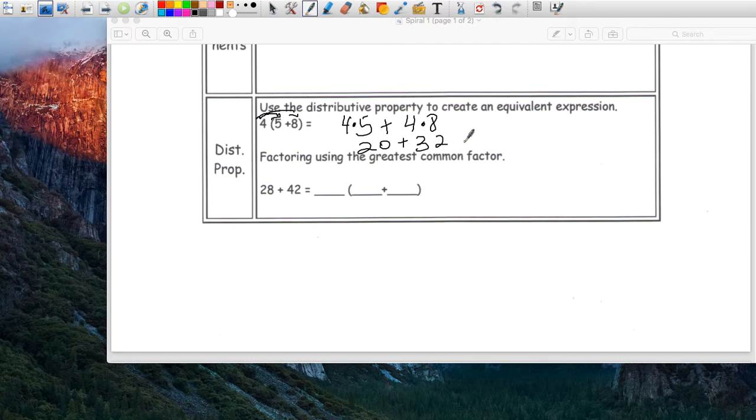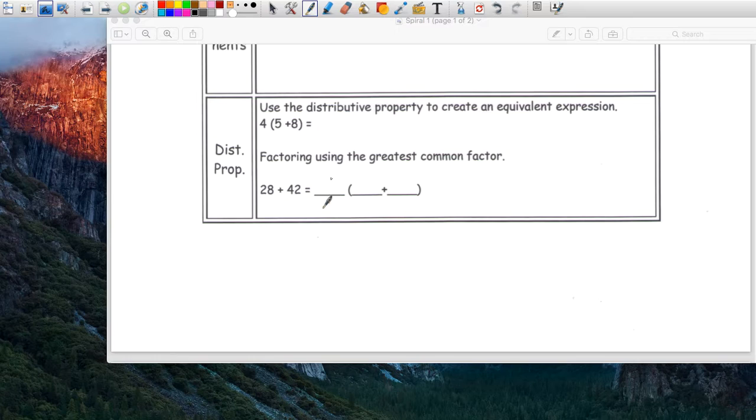So there's an expression that we could create. This and this have the same meaning. If you continue, you'll definitely get 52 at the bottom. So to create an equivalent expression, this is a different expression. 20 plus 32 is the same thing as 4 parentheses 5 plus 8. I just created an expression that's equivalent.